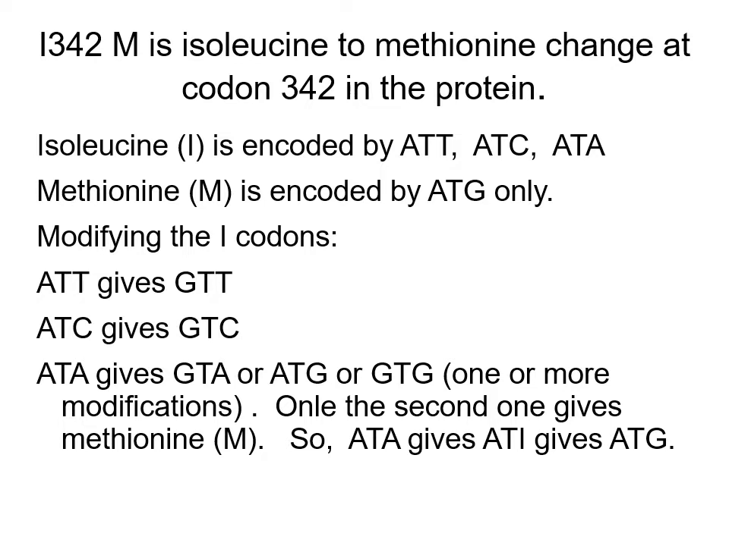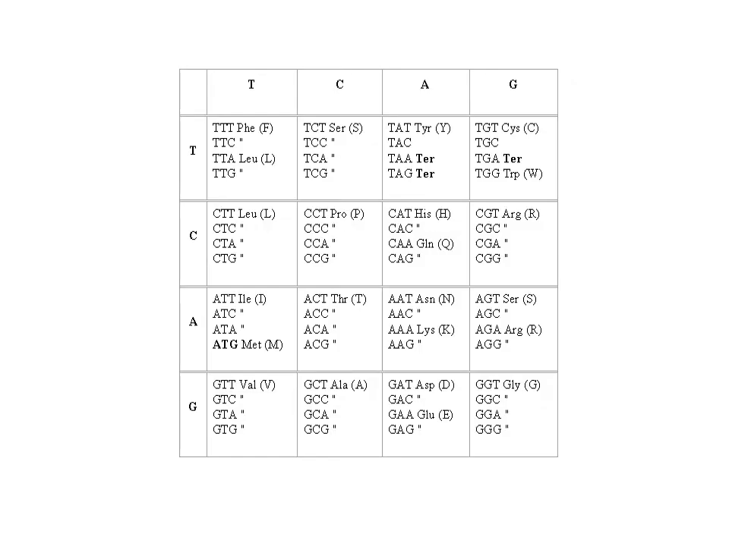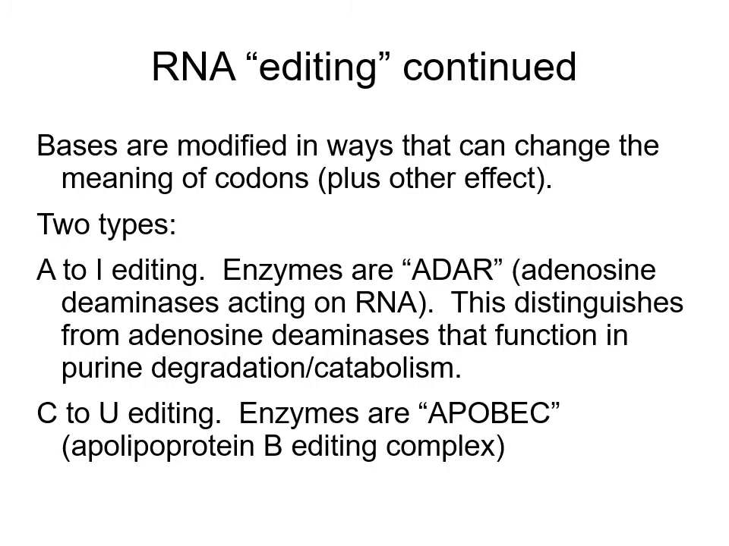Okay, if we modify the first nucleotide, that gives GTA, which is not a methionine codon. If you modify both sites, you get GTG, which is also not a methionine codon. So the only one that works is that the original was an ATA, which has now been modified to give you ATG. Genetic code again. Okay, so I think everybody can continue and do the rest of those pretty much exactly the way I did them.